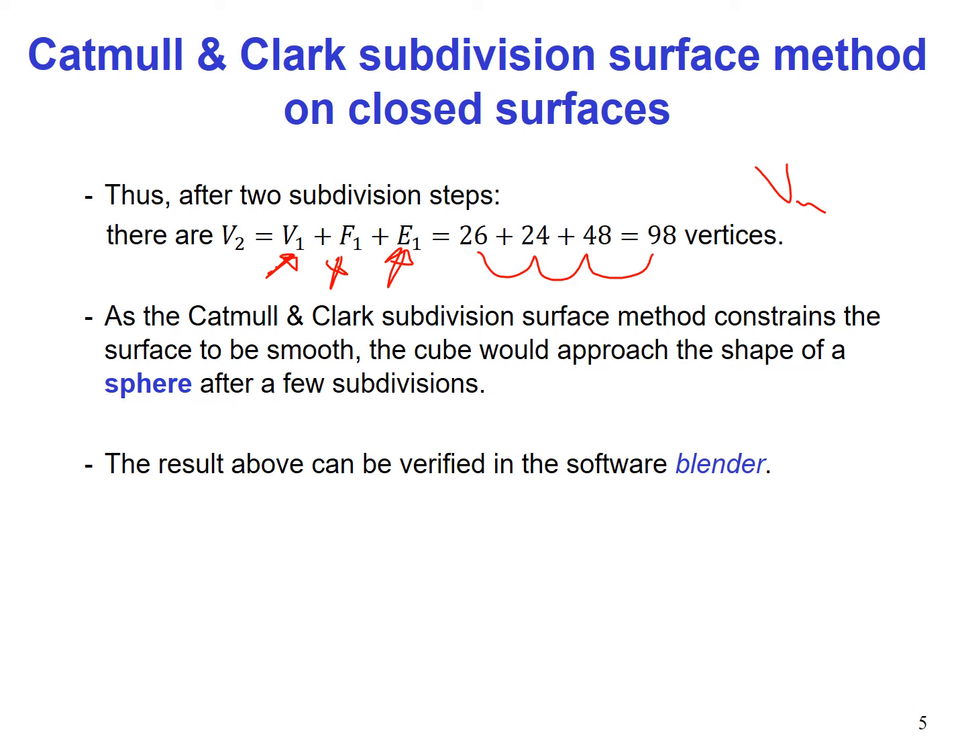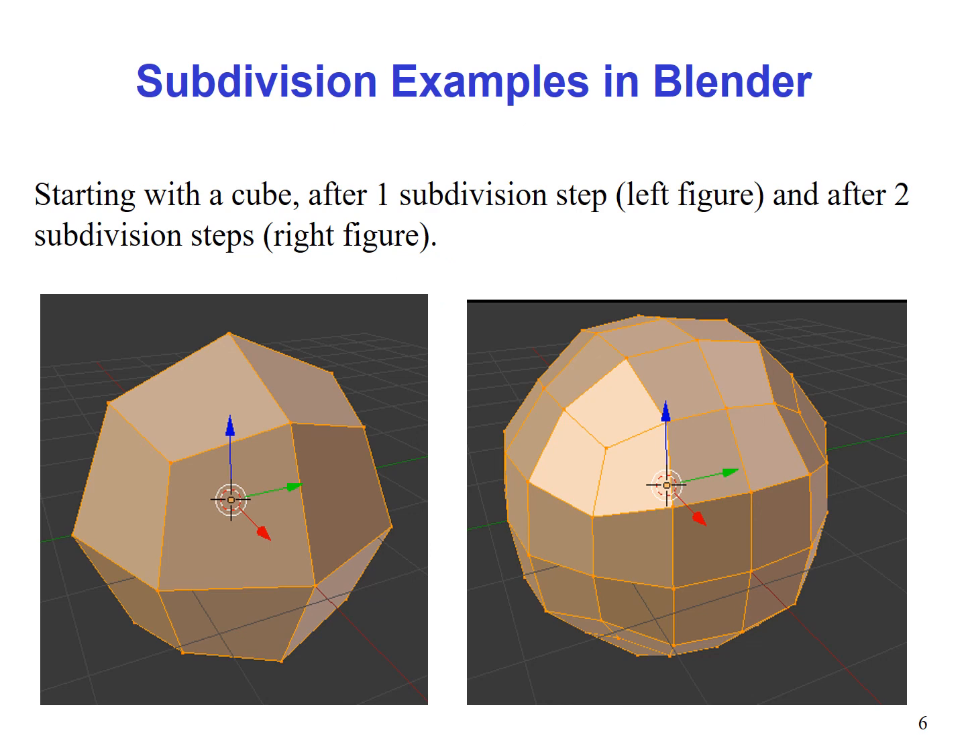As the Catmull and Clark subdivision surface method constrains the surface to be smooth, the cube would approach the shape of a sphere after a few subdivisions. The result above can be verified in the software Blender. So I encourage you to practice this in Blender and you'll see that after a few subdivisions, your cube will tend to become a sphere. So this is after one subdivision. This is after two subdivision steps. You can see we are already getting a ball shaped structure. And if you were to use texture mapping on top of this, perhaps this few vertices would be sufficient to model a soccer ball or the head of a person and so on.